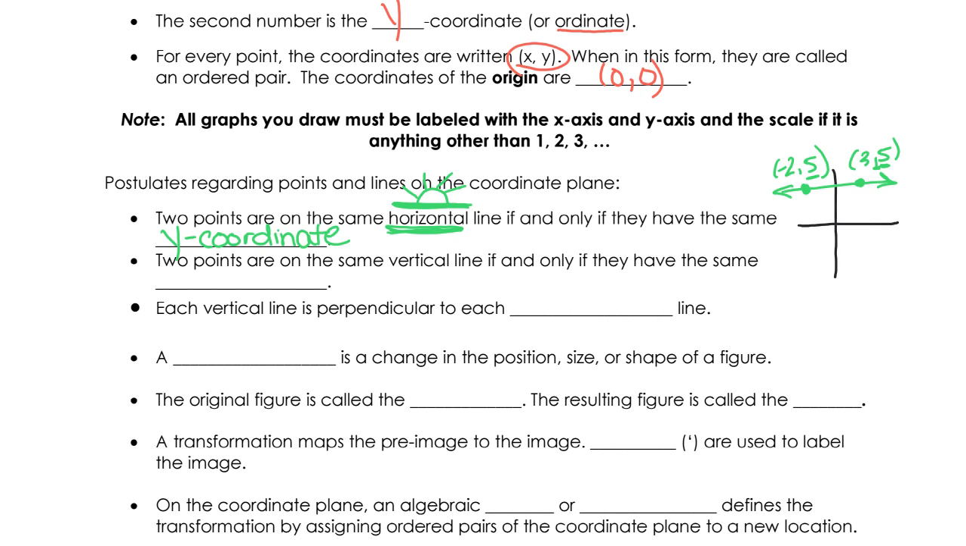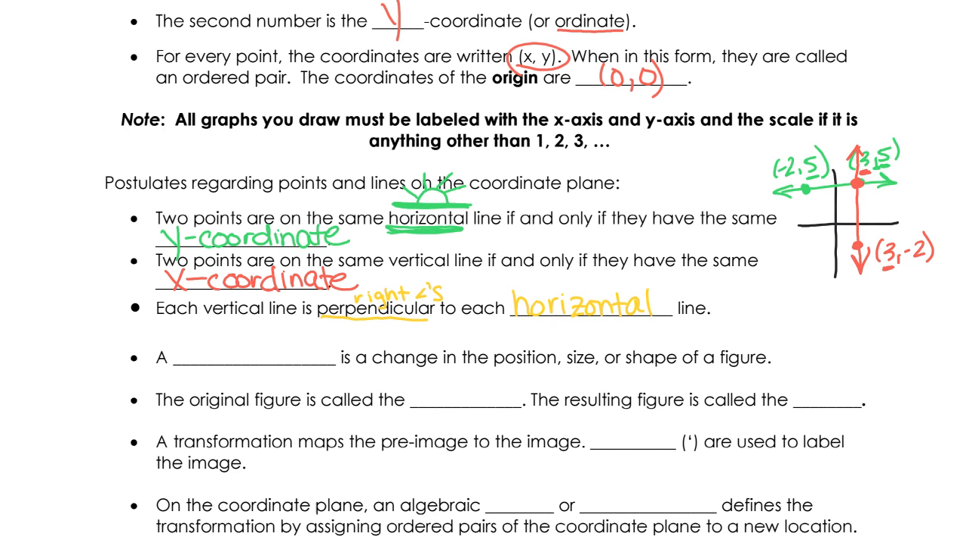All right, likewise, 2 points are on the same vertical line. So for instance, if I draw you a nice vertical line, okay, we'll keep that point on it, 3, 5. But let's say I pick a point down here. The coordinates of that point might be 3, comma, -2. However, they're still on the same vertical line. They're going to have the same x coordinate. Okay. Each vertical line is perpendicular to each horizontal line. All right. And again, perpendicular lines form right angles.